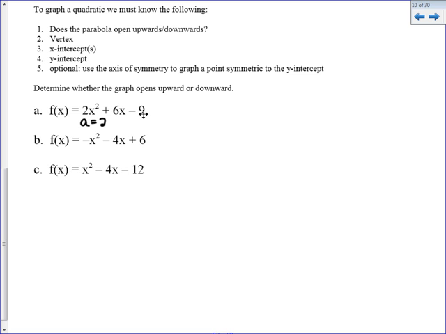If A is positive, then it opens upward. So if you look at A and A is a positive number, it opens upward. So we know that when we go to draw a picture of this graph, it should look something like that. And I know that my vertex on this picture would be a minimum. It's at the bottom of that.